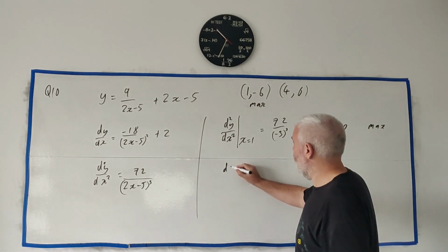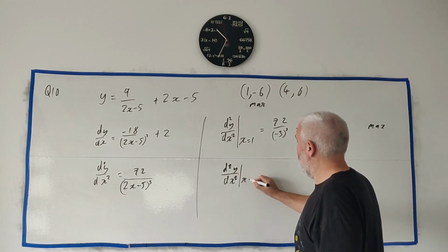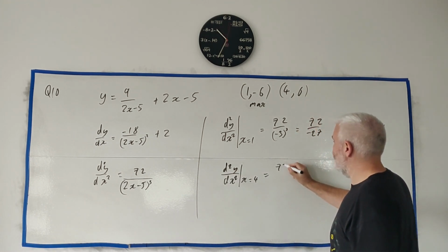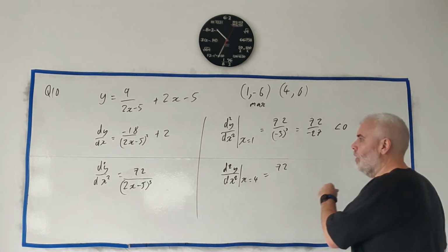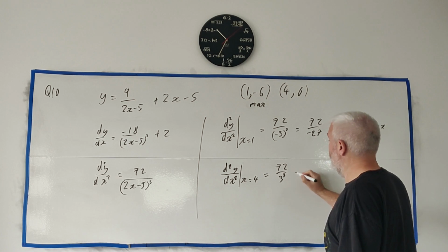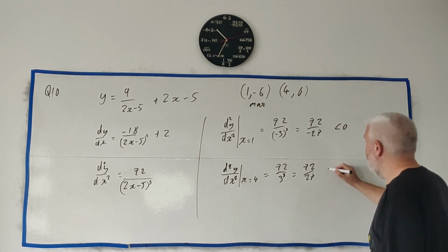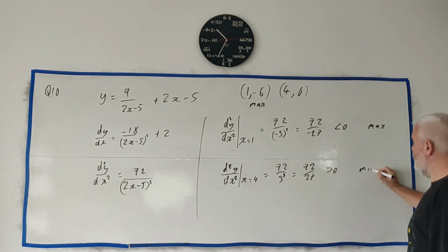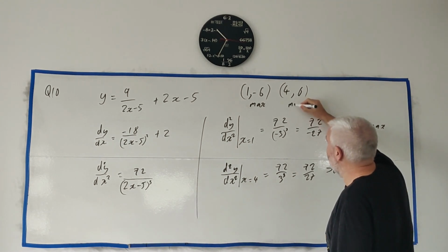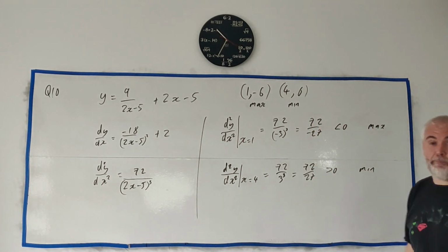Do the same thing for the other point. The second derivative at x equals 4 is equal to 72. And on the bottom row, we would have 8 minus 5. That's 3 cubed. So it's pretty much the same thing. It's 72 over 27 this time. That's bigger than 0. That means that's a minimum. That means at this point here is a minimum. That's your 3 marks for part B.